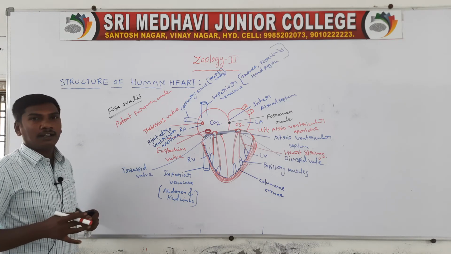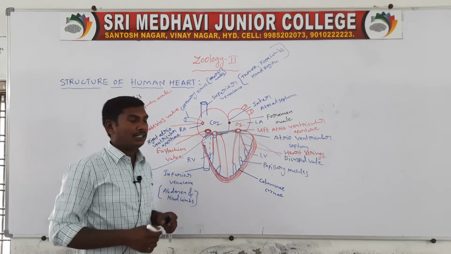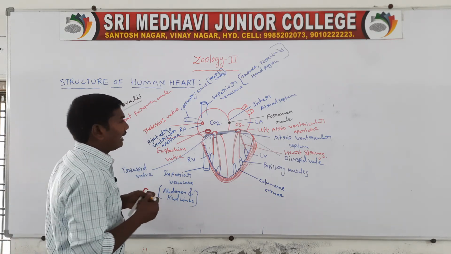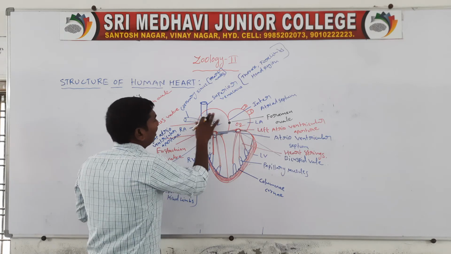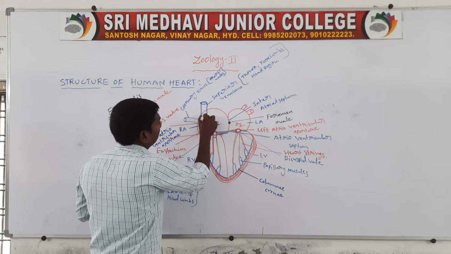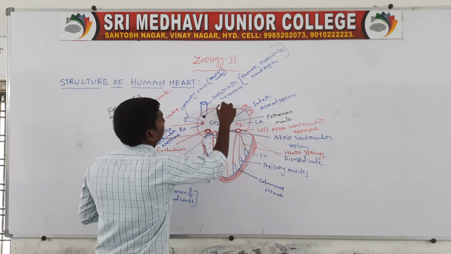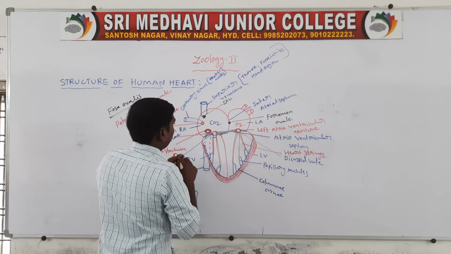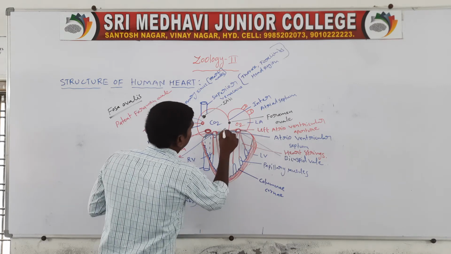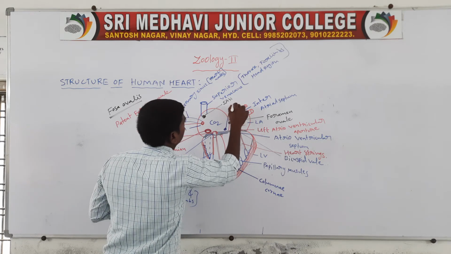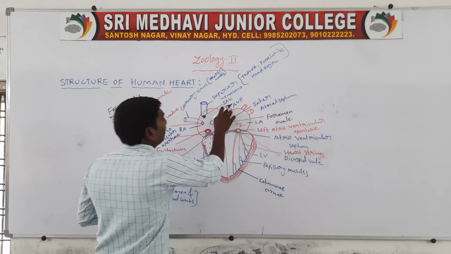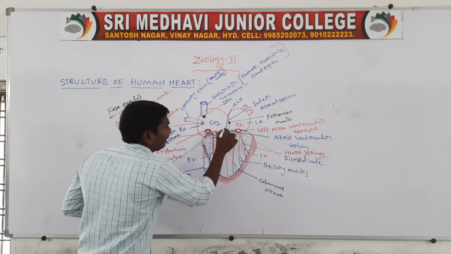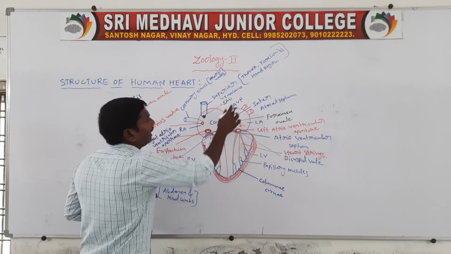Next one, nodal tissues. The nodal tissue is of two types. One is the SAN, and another one is the AVN. SAN means sino-atrial node, and AVN means atrioventricular node.